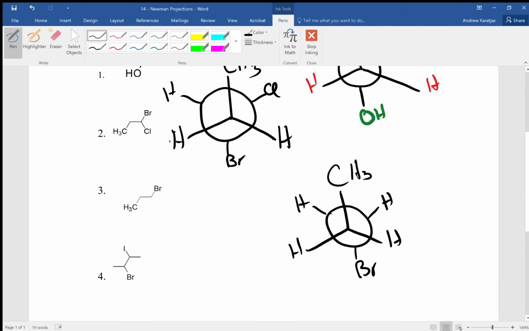And number 4, each carbon has a methyl group and each carbon has a halogen. Now which one's bigger? Iodine is clearly larger than carbon, but we're not just dealing with a carbon. We have a methyl group, which is multiple atoms. So in both cases, the methyl group is what's going to be larger. And again, that's because it's multiple atoms as opposed to just a single atom.